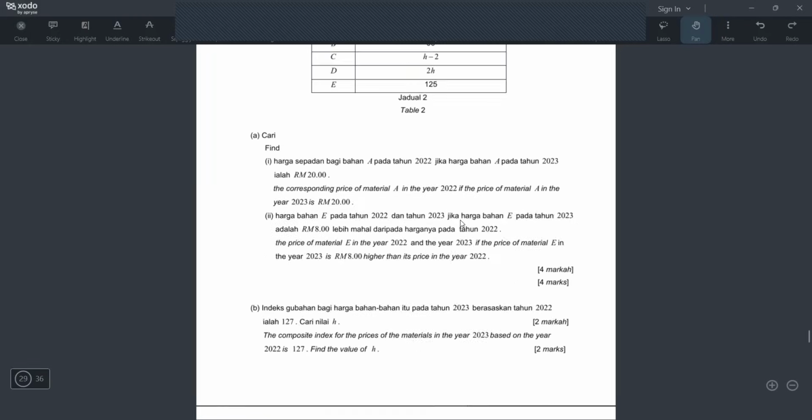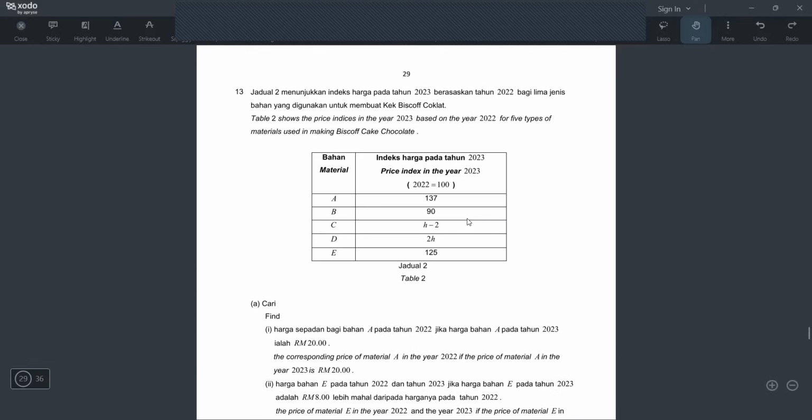Okay, let's continue with question number 13. So 13, what is this? This is index number, right? So let's read the question. Table 2 shows the price indices, meaning the I, the price index, in the year 2023 based on 2022 for 5 types of material used in making Biscoff chocolate cake. So this one is price index, I 2023 based on 2022. So these are all the materials, and we are using the materials to make a chocolate cake, right? So there are 5 ingredients, and these are all the price indices.